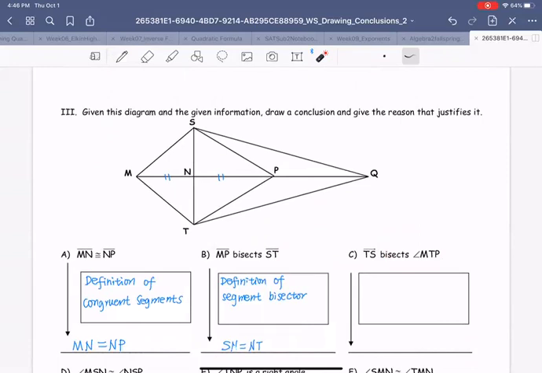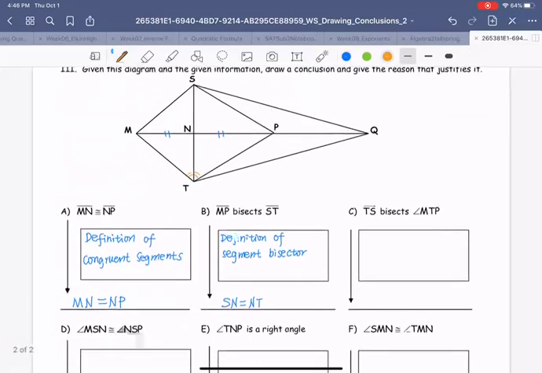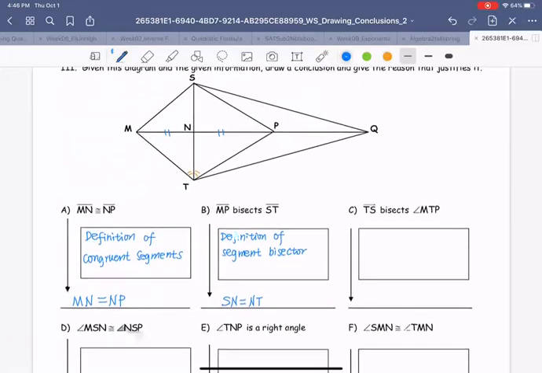Now for C, go ahead. PS bisects angle MTP. So TS bisects MTP, so you can draw this over here. Who equals to who? You want to write down the conclusion: TS bisects MTP.